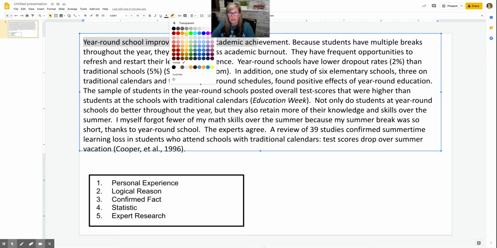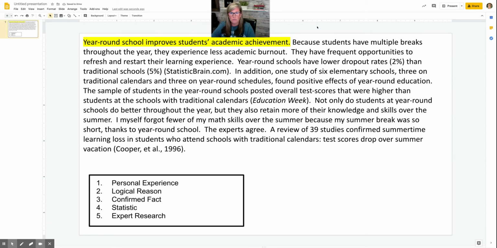If you thought that this first sentence is the claim, you are correct. This is what the author is claiming to be true. Year-round school improves students' academic achievement. Well, how do we know? So let's take a look at a couple of the sentences and see if we can identify which of the 5 types of evidence we are seeing.